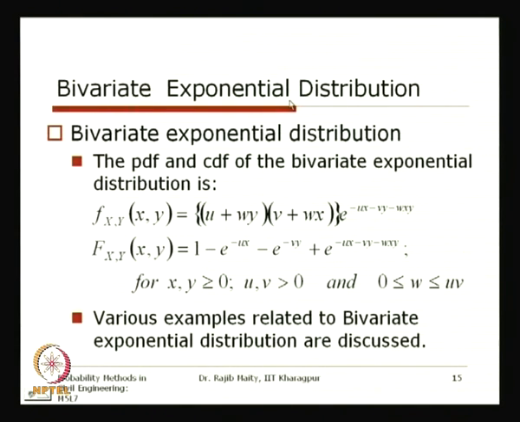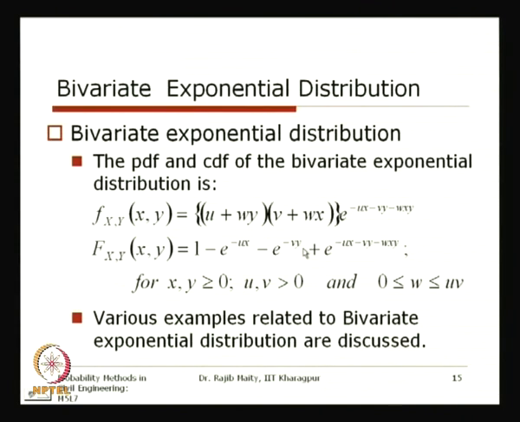So now the bivariate exponential distribution. The PDF is expressed like this: f x y, xy, is equal to u plus wy multiplied by v plus wx multiplied by exponential of minus ux minus vy minus wxy. If we want the CDF, the cumulative distribution function, it is equal to 1 minus e to the power minus ux, minus exponential minus vy, plus exponential minus ux minus vy minus wxy.